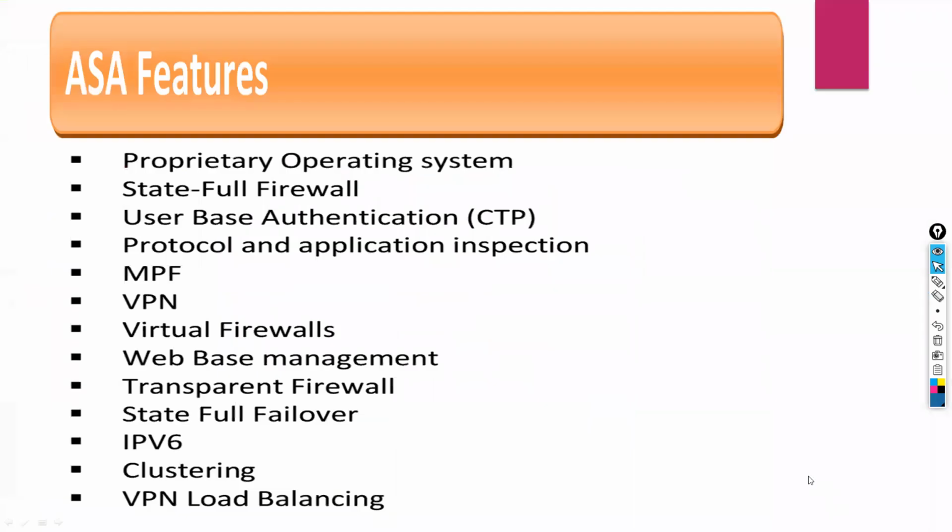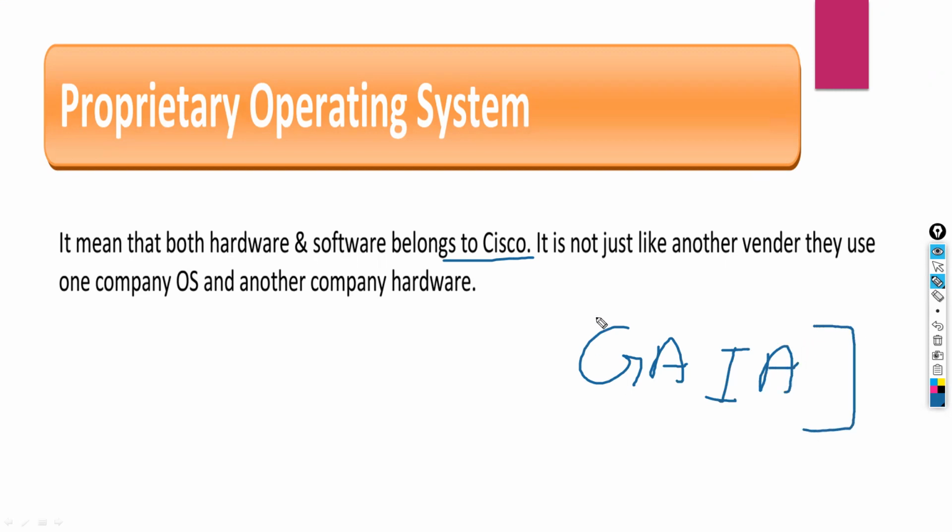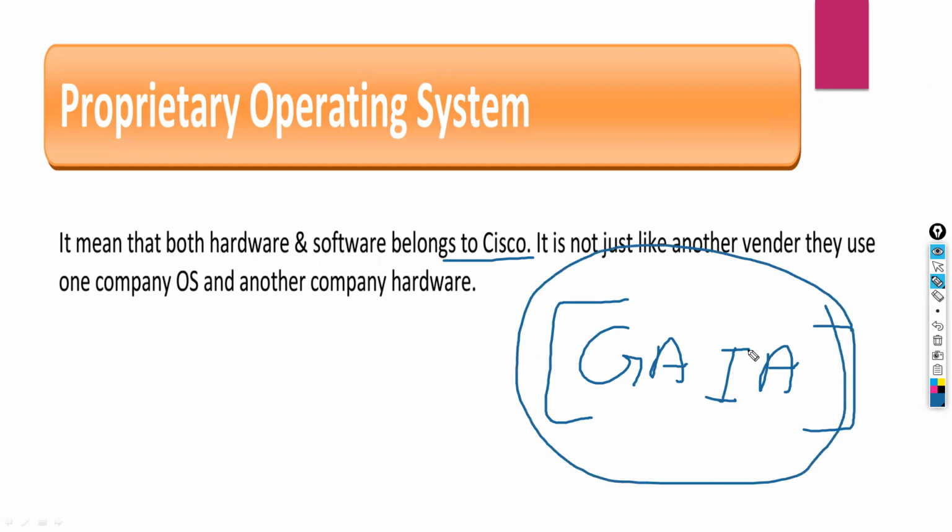Now we can talk about some features in Cisco ASA. The first feature is the operating system. In Cisco, hardware and software both belong to Cisco. For example, compare with the Checkpoint firewall, which has the Gaia operating system. Checkpoint is a software-based firewall. You can download the operating system from the Checkpoint website and install it on any device, your laptop or desktop, and use it as a complete firewall box.